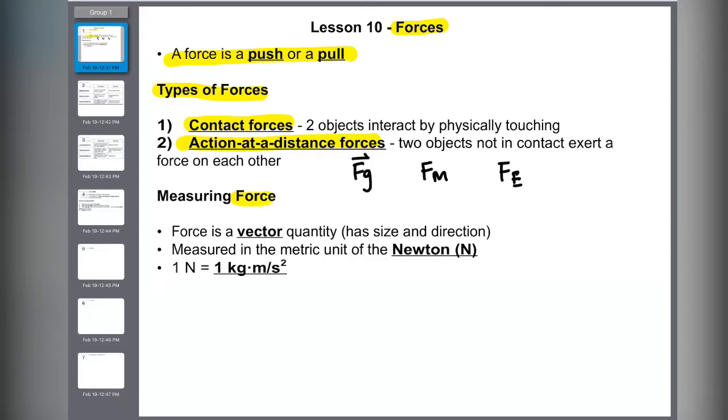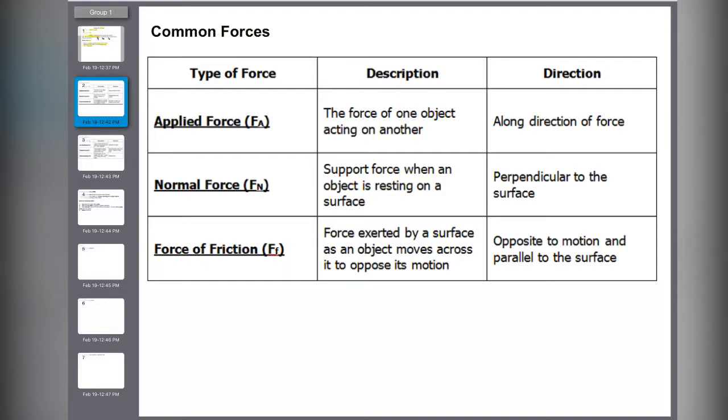Force is still considered to be a vector, so it has a direction and a size. The unit that we use is called the newton, capital N. The definition of 1 newton is 1 kilogram meter per second squared. A common force that we will be using in this course, the first one, is called the applied force, F_A. Basically, when you have an object pushing or pulling, whatever the direction is, so if I have 5 newtons to the right, the direction is to the right. It's whatever the direction of the force is.